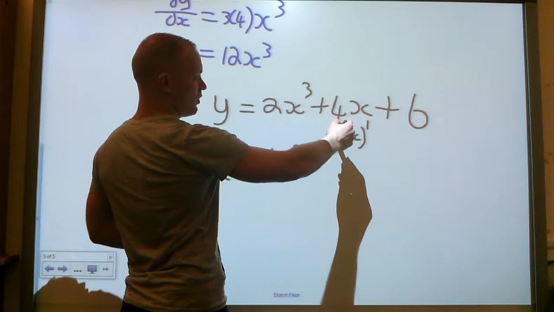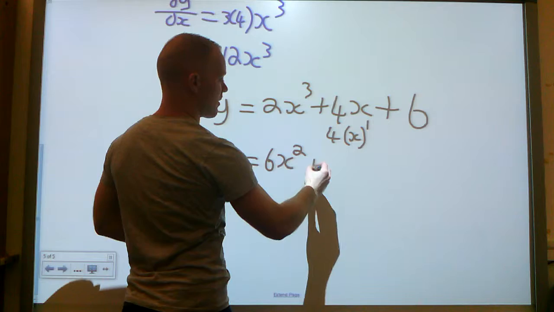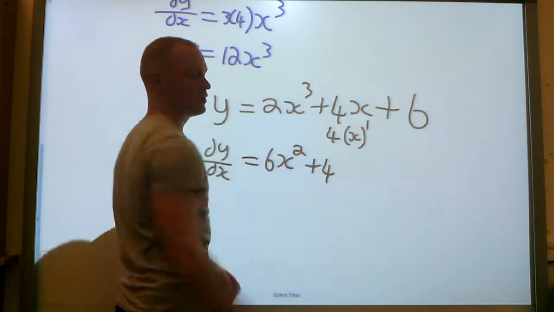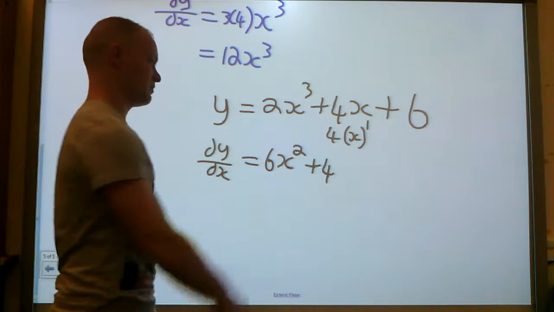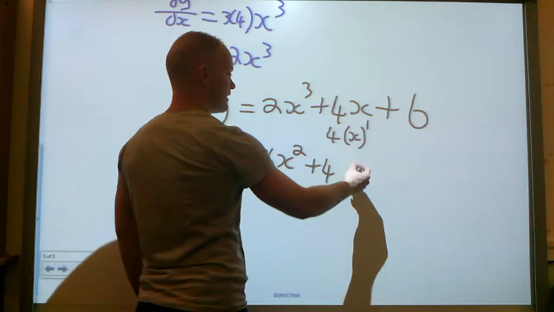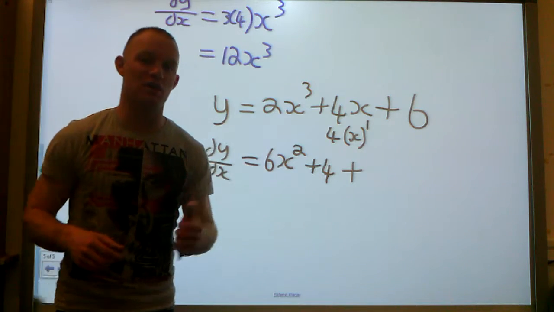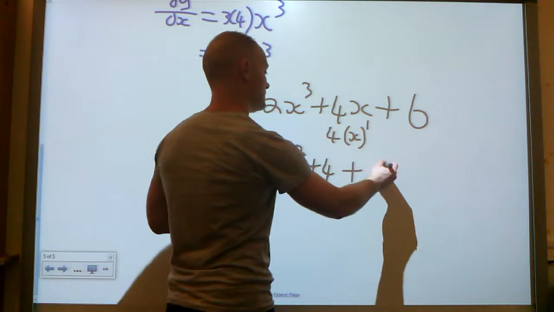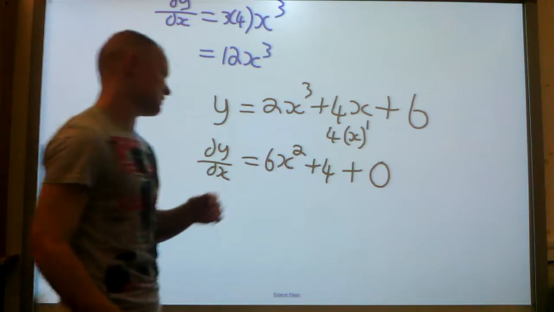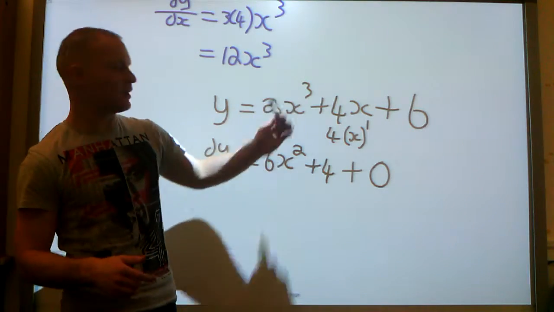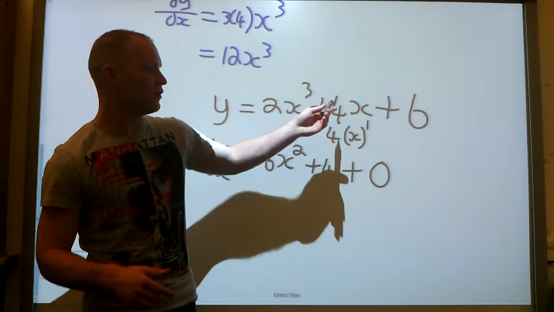So 4 times 1 is just 4. And x to the power of 0 is equal to 1, which means we're basically just left with plus 4. And then we have a 6 on the end, and the derivative of a constant is always 0, okay? That is plus 0. I'll just leave that in at the end so you'll understand. So basically we just brought the 3 down, 3 times 2 is 6, reduced the power by 1, so it's 6x squared plus 4.